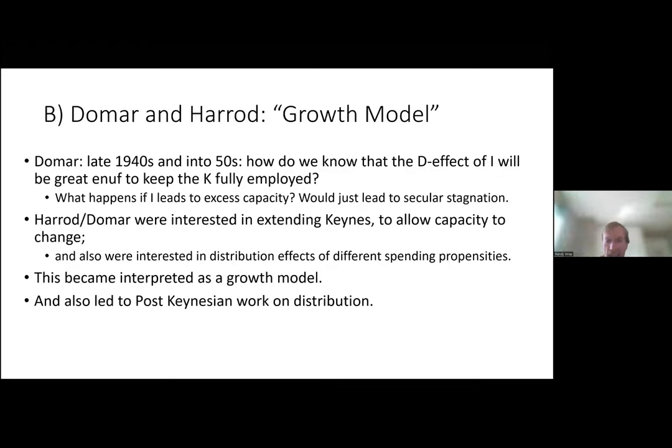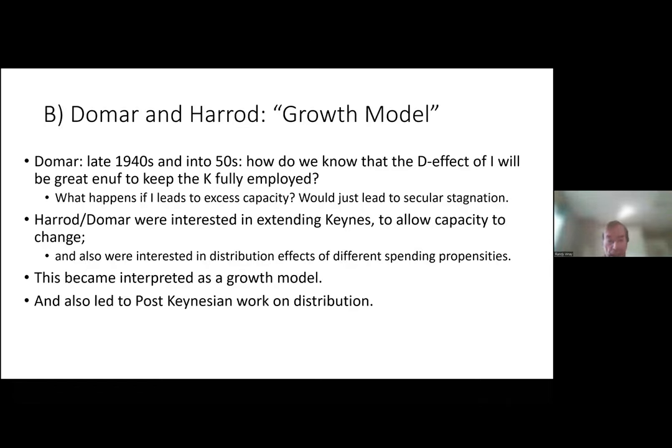So in the late 40s and into the 50s, people were worried that the Great Depression would come back, right? We had the huge boost of World War II, got us out of the Great Depression. Hansen warned that we were going to have stagnation with the withdrawal of all the government spending. Domar was thinking about this question. Keynes is a short-run model, and he's ignoring the capacity effect of investment. How can we be sure that the demand effect of investment will be great enough to keep capital fully employed? What happens if it leads to excess capacity? Then we're going to get secular stagnation.